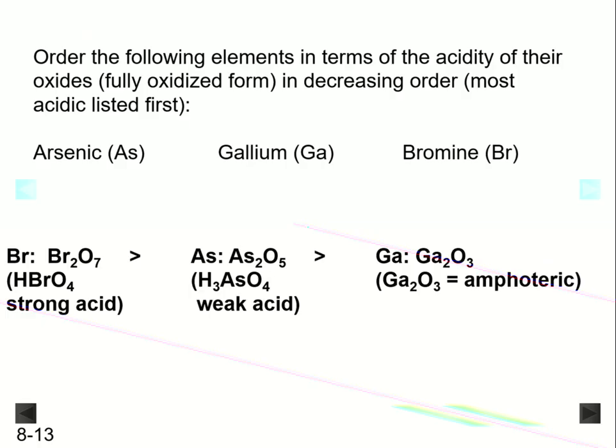So we see the most metallic element is gallium, and the least metallic element is bromine, and then arsenic is in the middle. So the oxides of each of these elements, we would have bromine, the most acidic, and gallium, the most alkaline.